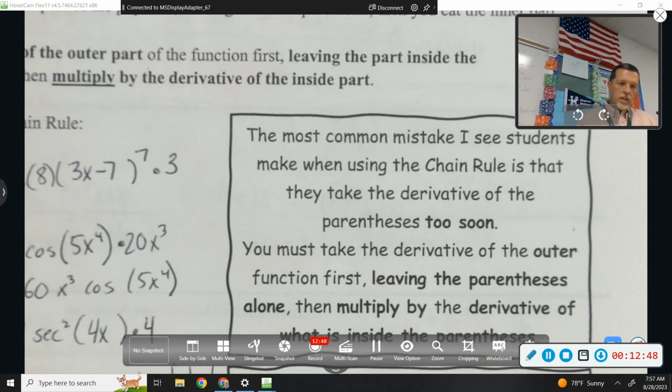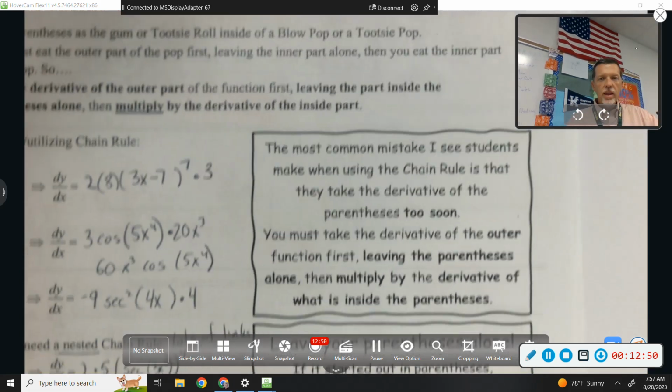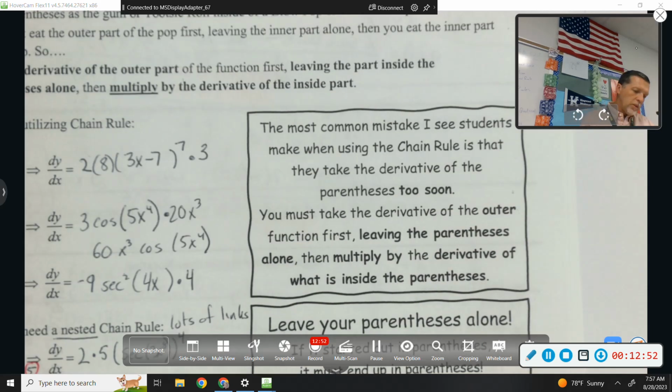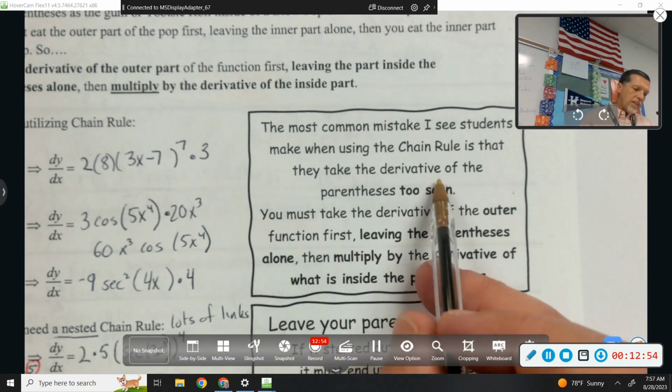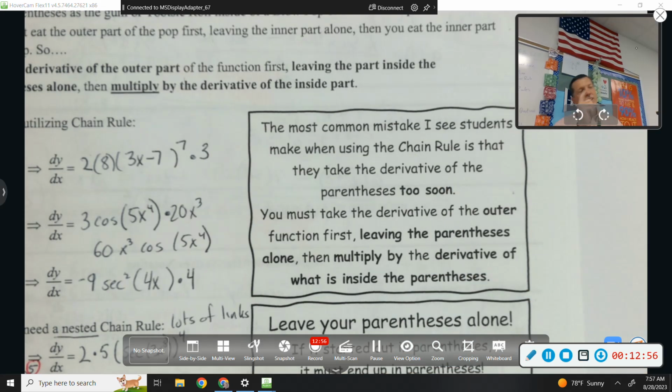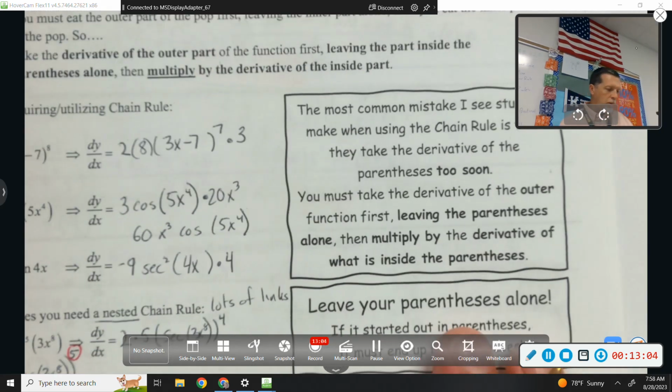The most common mistake when people use the chain rule is that they basically smush it all together. They're like the kid in the back who eats the Tootsie Roll all at one time. Like just squishes it all and takes all the derivatives at once. And that's always going to be one of the wrong answers.